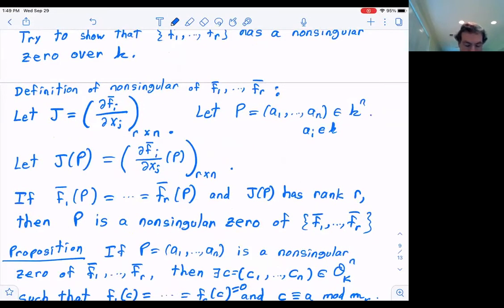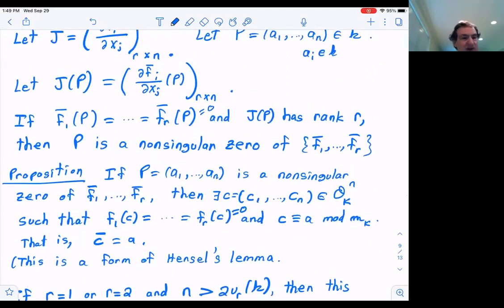So we say that if P is a 0 of F1 bar through FR bar, oh, I left this out, my God. If these are all equal to 0 and J of P, this Jacobian matrix at P, has rank R, then P is called a non-singular 0 of the system. Okay, and why do I want this?